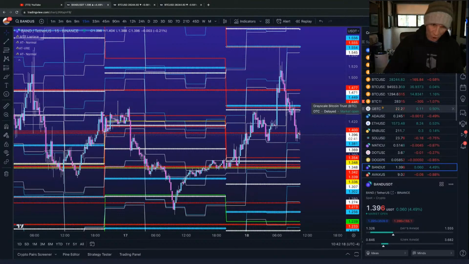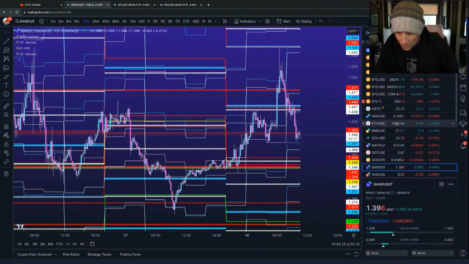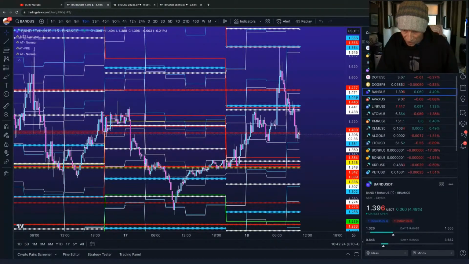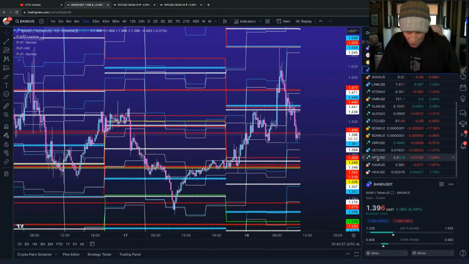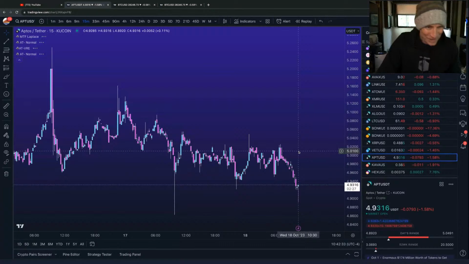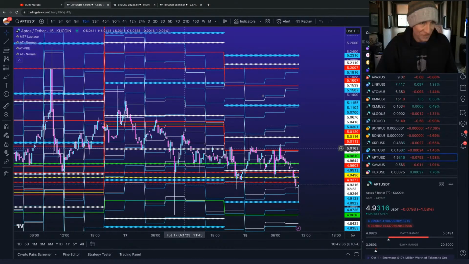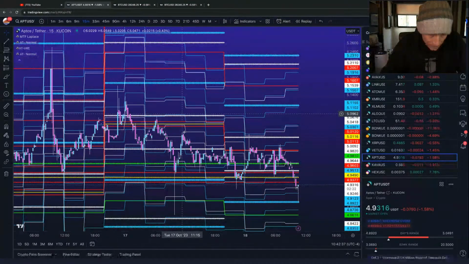Django, you should have longed Band yesterday. Get about Aptos. Just kidding. I'm going to take a peek anyway, because he might watch his stream later. If you're watching at a later date, you're in the future, Django. I'm going to pull up Aptos for you. Low liquidity donkey. Look at this thing.